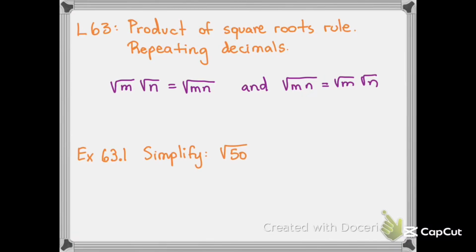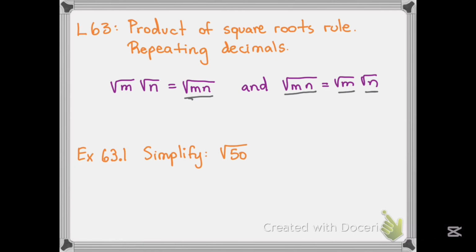Lesson 63. Product of square root rules and repeating decimals. When we have a square root times another square root, we can write it like this: a product inside of the same square root. And it also goes backward. If I have a product inside of the square root, I can write it as two different square roots.